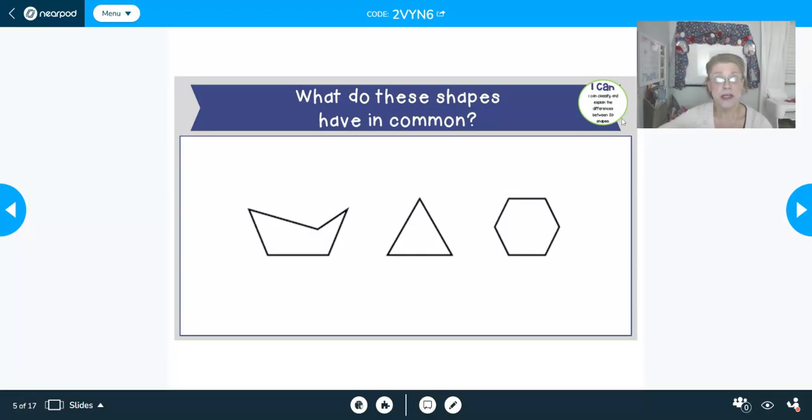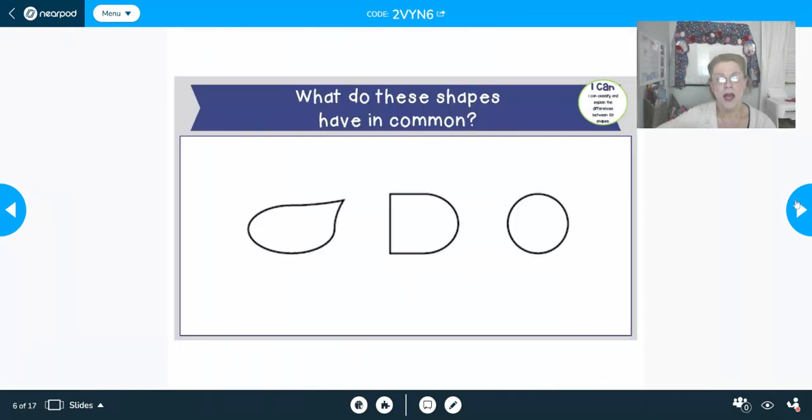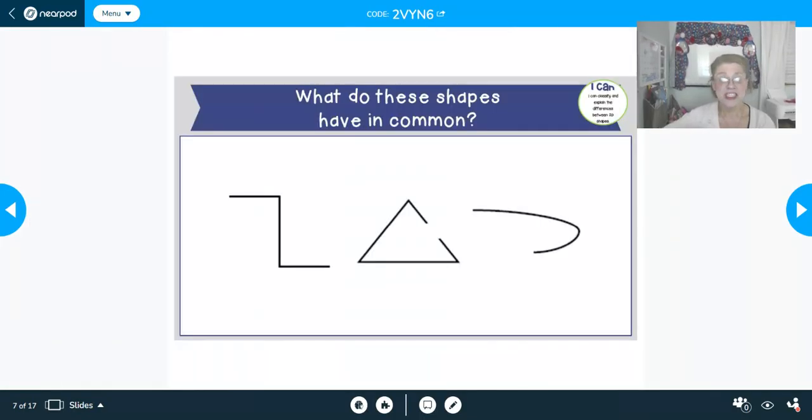All right, now that you think you might know the answer, what about these shapes? What do these shapes have in common? How are they different from the previous shapes? Messing up. Making me think. But what if I ask you about these shapes? What do these shapes have in common? And how are they different than the 2 previous sets of shapes?